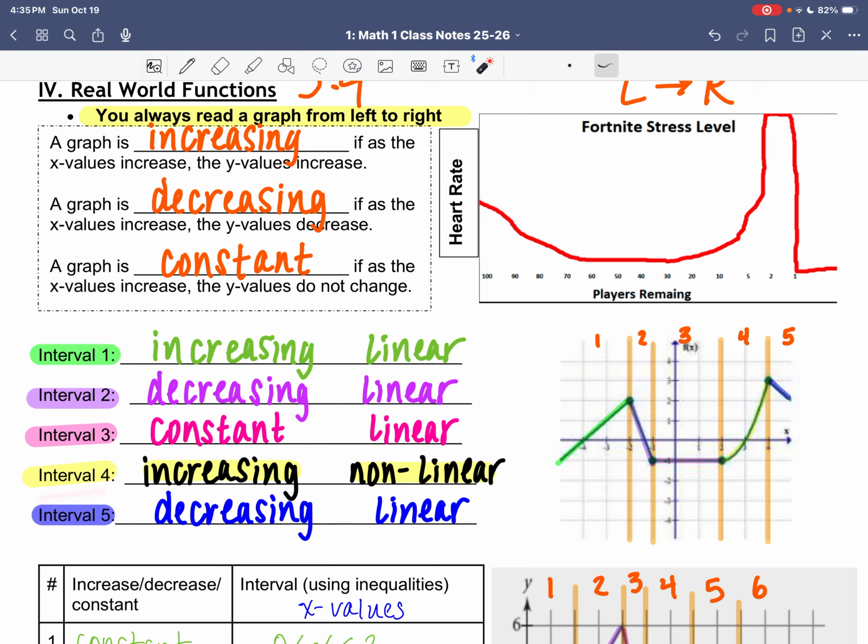Now notice for interval 4, it curves. And since it curves, it's non-linear, but it is going up, which makes it increasing. And then lastly, at interval 5, it's decreasing, and it is a straight line, so it's linear. So the biggest thing is just to make your intervals every time there's a change in direction, change in slope, and that's where you get that, and then you're able to determine what it is.